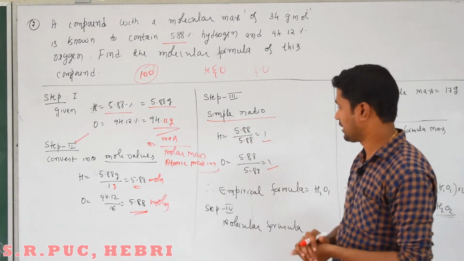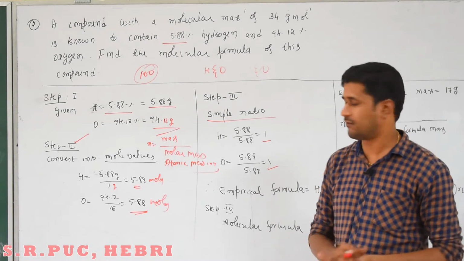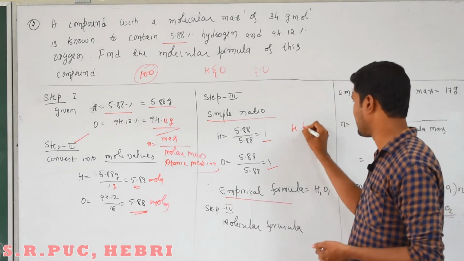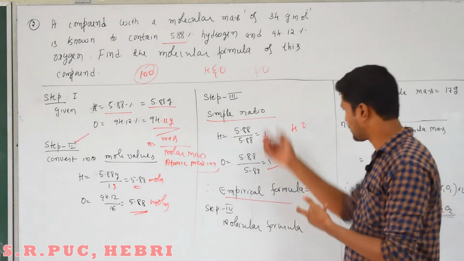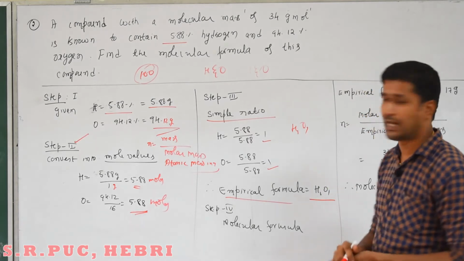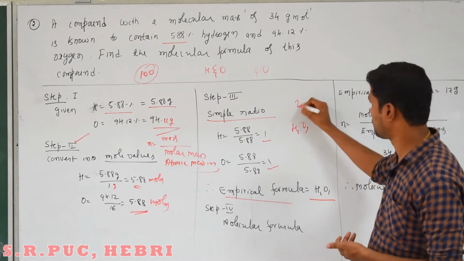After getting simple ratios, what do we have to do? You write the empirical formula. How do you write the empirical formula? It's very simple. You write the elements given side by side and you write these ratios as their subscripts, like H1, O1. This is your empirical formula. This fetches 2 marks.